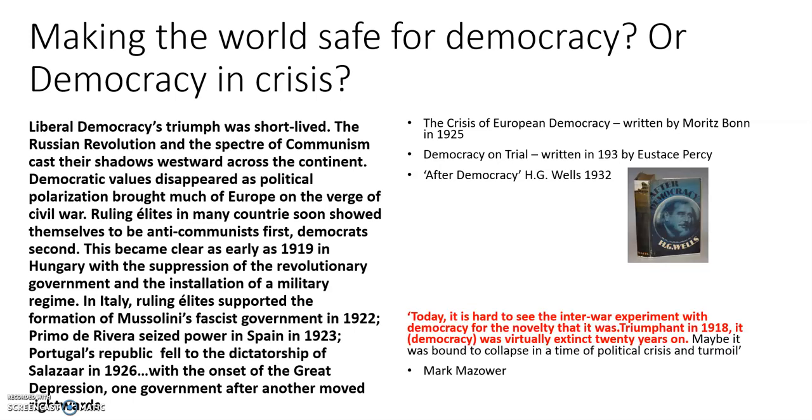Mazower puts the whole thing rather succinctly in red, as you can see. This attempt to create democracy, something that we think is completely and utterly a natural, integral feature of the European landscape, was nothing more than an experiment. And he calls it a novelty. It hadn't happened before. It was an untried experiment. It's one that failed. And as he says, democracy looked triumphant in 1918, but it was virtually extinct 20 years on.